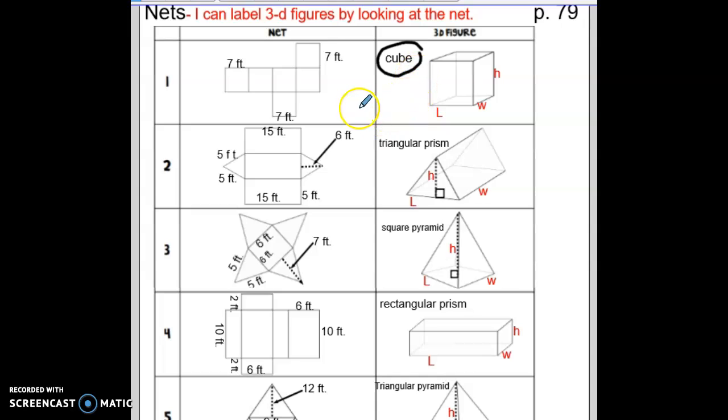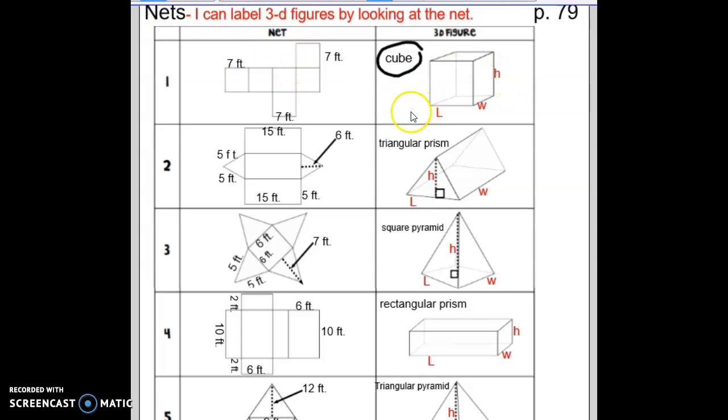Now we know it's a cube because all of the faces are squares, and I want you to pay close attention to this net. Now a net is simply a paper cutout or paper pattern that if we folded it, we would make this cube. And what I want you to notice about this net is that I have labeled some of the dimensions. 7 feet, 7 feet, 7 feet. We know that a cube has all equal faces and they are squares, so that means our length is 7 feet, our width is 7 feet, and our height is 7 feet.